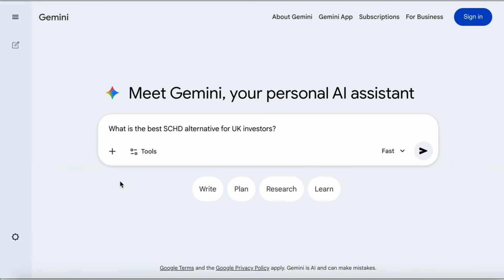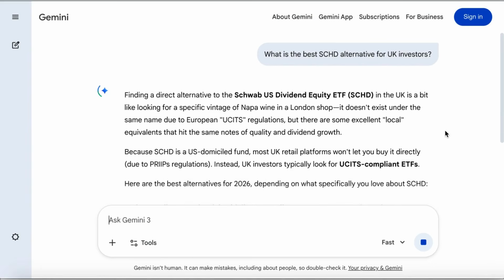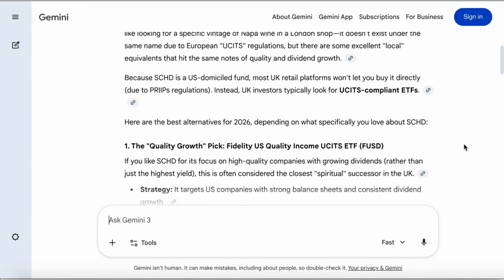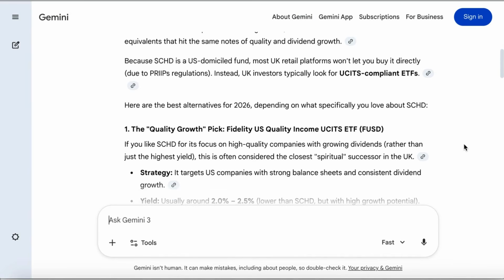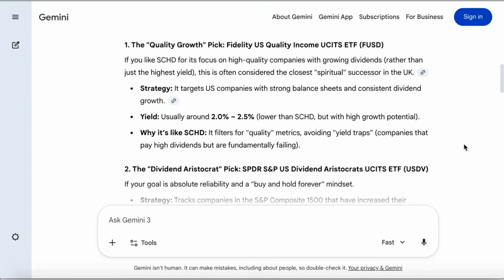And so, after ignoring a pointless wine-related analogy, just like ChatGPT, Gemini pointed out that UK investors can't easily access SCHD due to UCITS regulations. So again, we're looking for UCITS compliant alternatives. But this time, Gemini approached things slightly differently. Instead of giving one answer, it broke it down into 3 categories, depending on what you value most.